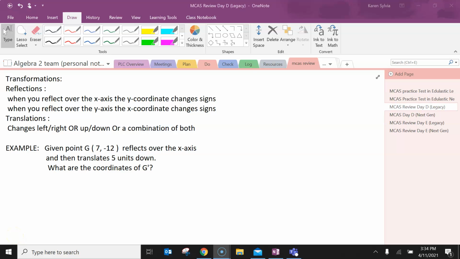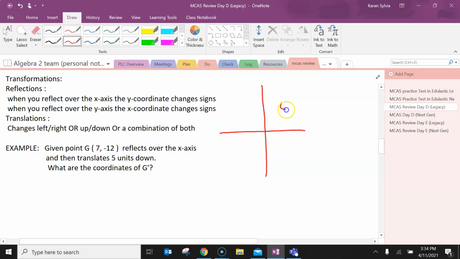When we're talking about transformations, today in particular, we're going to talk about reflections and translations. With reflections, we generally see the rule for reflecting over the x-axis or the y-axis. If we are reflecting over the x-axis, we are talking about a point being anywhere on the grid and reflecting over the x-axis. So the x-coordinate stays constant while the y-coordinate changes. If it was above, it will now go below. If it started below, it would then go above.